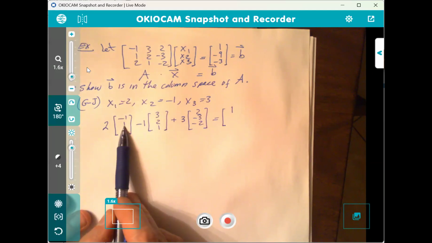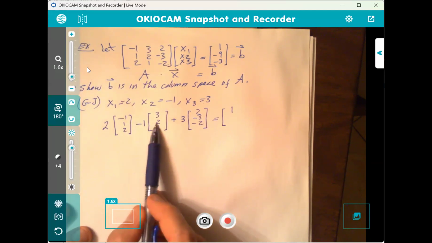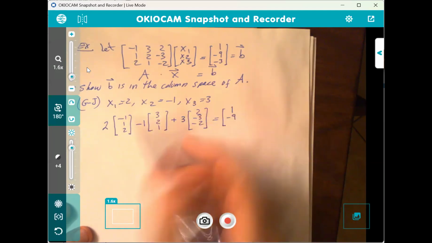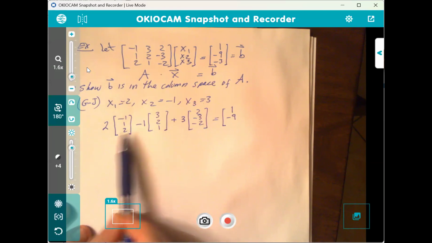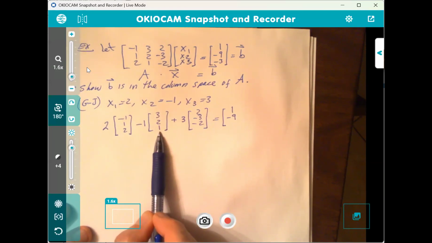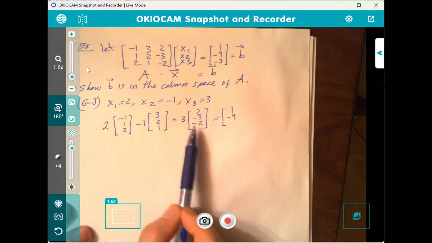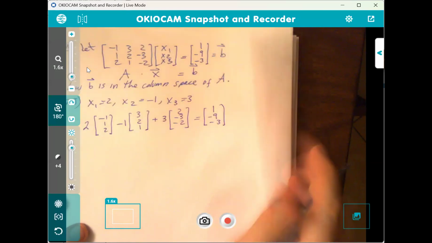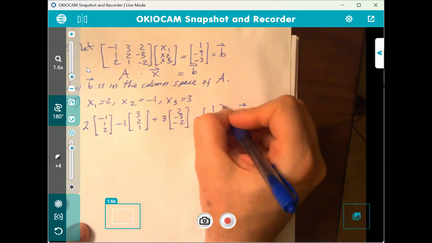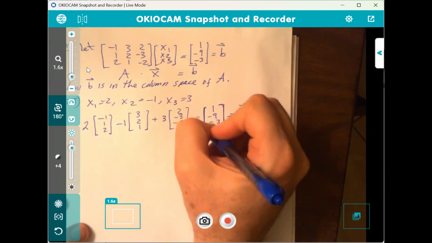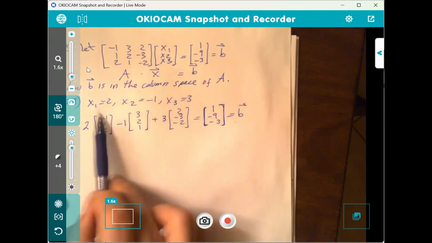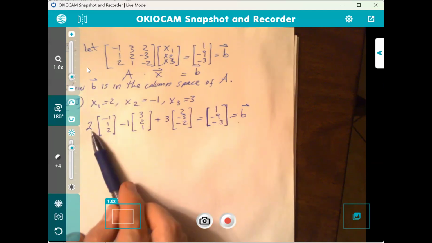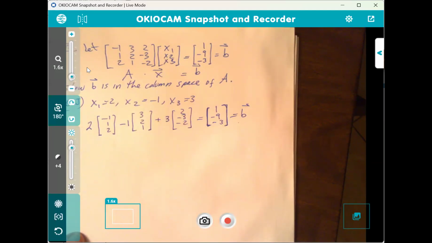2 times 1 is 2. Negative 1 times 2 is negative 2. Those add to 0. 3 times negative 3 is negative 9. And the last row, 2 times 2 is 4, minus 1 is positive 3, minus 6 is negative 3. And there you go. You see how that worked? B is in the column space of A, which means we can write B as a linear combination of these columns.